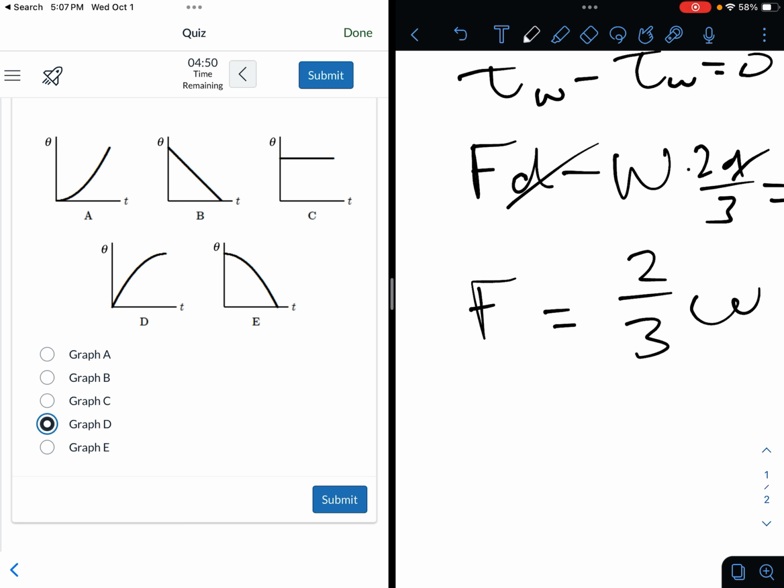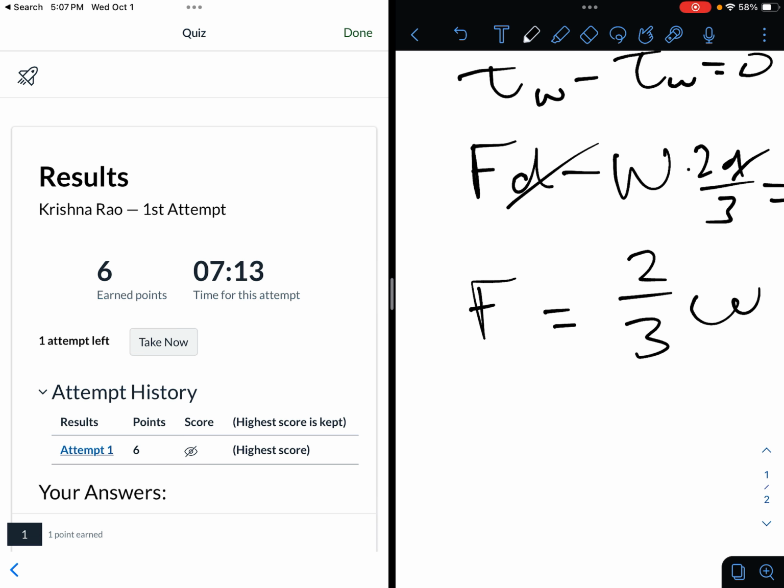So graph D is going to be our solution. Let's see how I did. I hope I didn't mess up. Okay, beautiful.